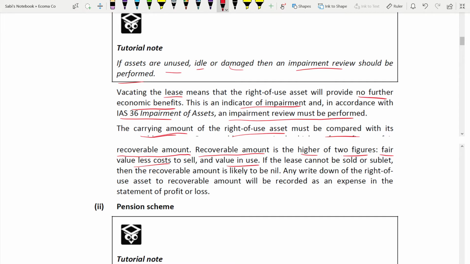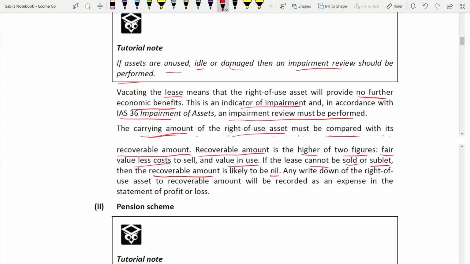If the lease cannot be sold, because this is your head office, it's not easy to sell your head office. That also you have taken on lease. So if you cannot sell or sublet, that means you cannot lease this to someone else. You have taken this on a lease. Now you want to lease it to someone else, that is known as sublet, or you want to sell it entirely to someone else. If you cannot do either of these two things, then the recoverable amount is likely to be nil. That means zero.